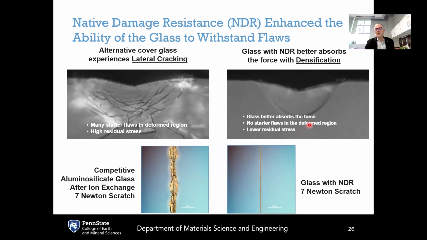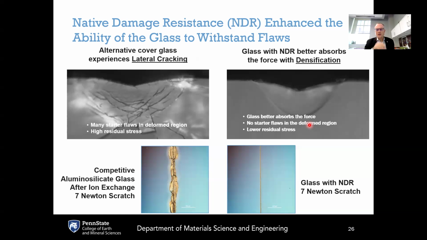With native damage resistance, there is actually a plastic deformation mode that gets introduced into the glass where it's able to compress permanently by densifying around the threefold coordinated boron and having dynamic conversion of the boron from threefold to fourfold coordination. This dramatically improves the scratch resistance and the damage resistance of glass products.